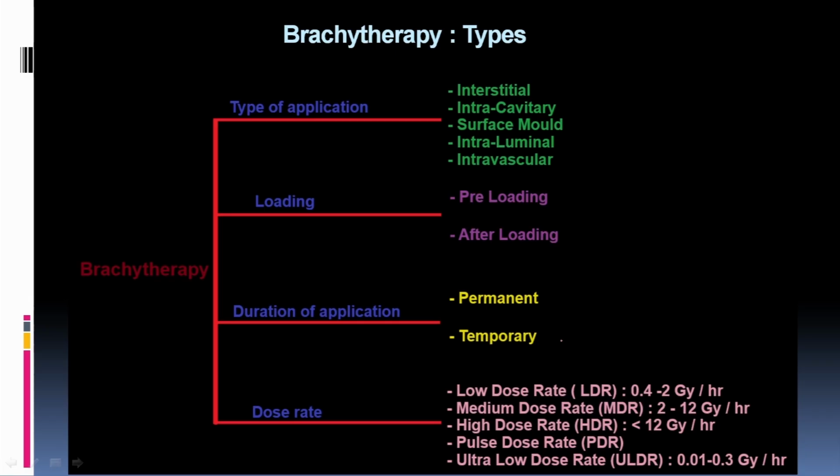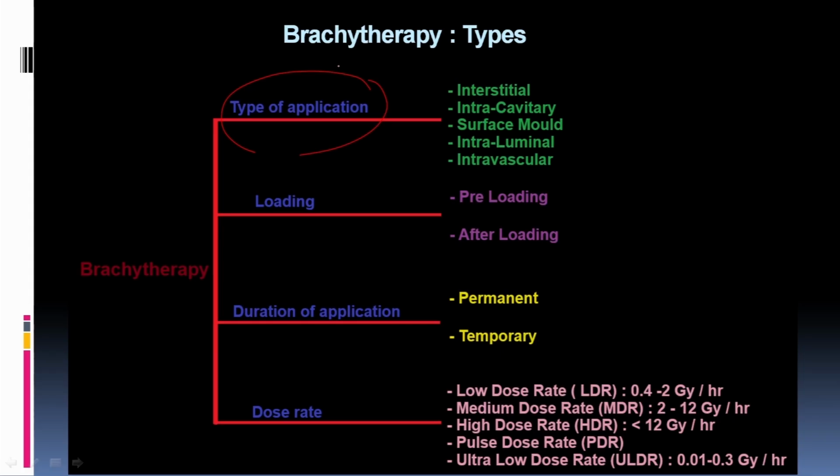Now, this is a very important slide where we will discuss the types of brachytherapy. Brachytherapy is divided into subcategories as per various parameters. If we divide brachytherapy by the type of applications, in this terminology it can be divided into mainly five groups. First is interstitial brachytherapy, second is intracavitary brachytherapy, third is surface mold brachytherapy, then intraluminal brachytherapy, and intravascular brachytherapy.